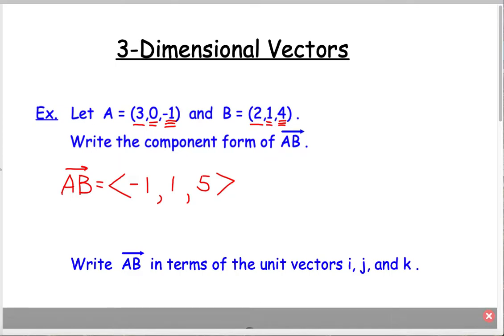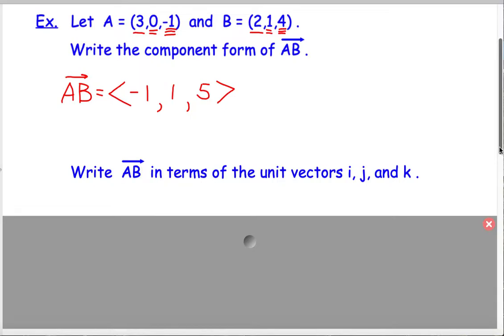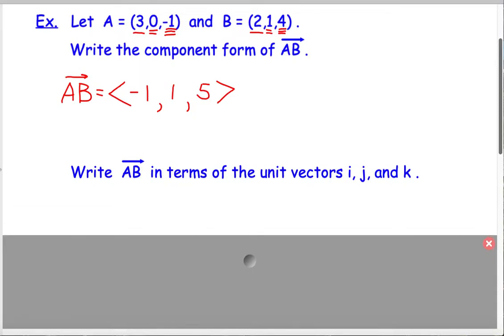What if I ask you to write the vector AB in terms of the unit vectors i, j, and now k? Well, we know what i and j were in 2 dimensions. i was the vector 1, 0, so that's on the positive x-axis with a length of 1, or magnitude of 1. j was 0, 1 on the y-axis, so obviously k is going to be what? Now we're going to have to extend all these to 3 coordinates. So i is going to be 1, 0, 0, j is going to be 0, 1, 0, and then k will be 0, 0, 1. All right, so AB, instead of component form, we can write as negative 1i plus 1j plus 5k.